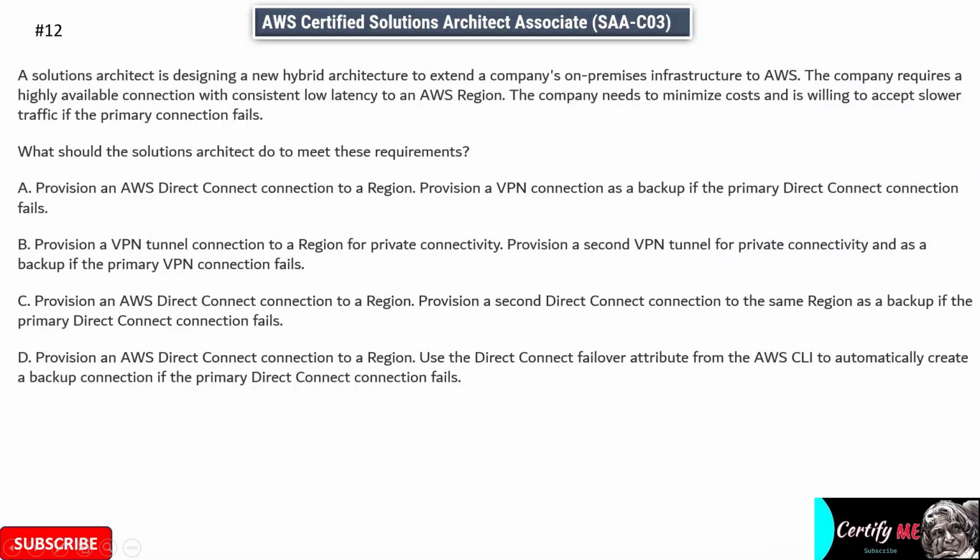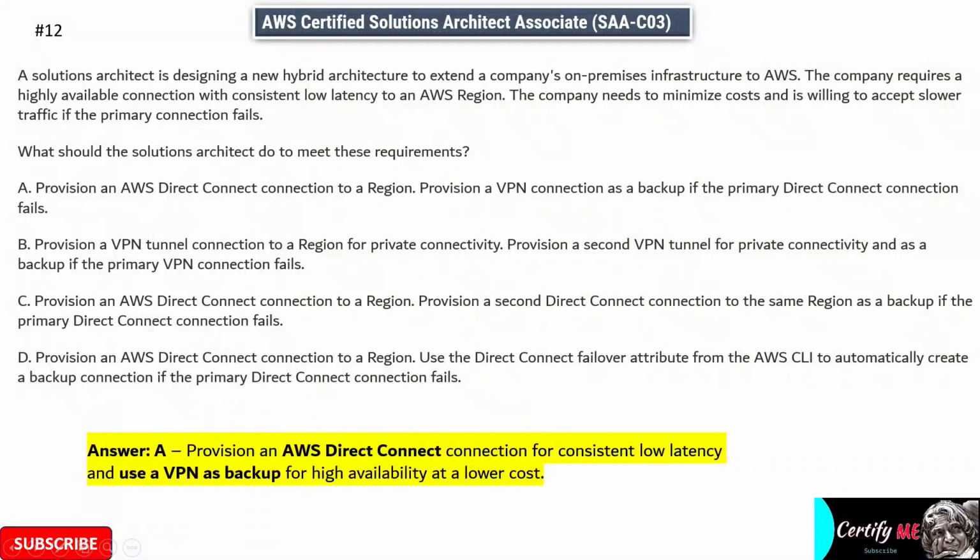Option B. Provision a VPN tunnel connection to a region for private connectivity. Provision a second VPN tunnel for private connectivity and as a backup if the primary VPN connection fails. Option C. Provision an AWS Direct Connect connection to a region. Provision a second Direct Connect connection to the same region as a backup if the primary Direct Connect connection fails. Option D. Provision an AWS Direct Connect connection to a region. Use the Direct Connect failover attribute from the AWS CLI to automatically create a backup connection if the primary connection fails.